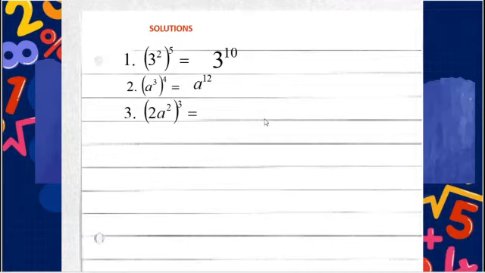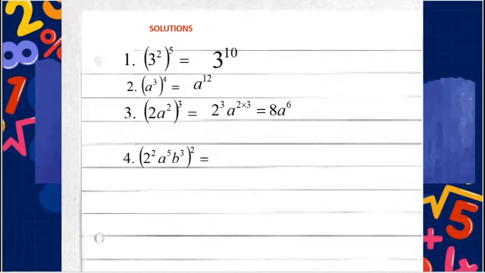Next. Quantity 2a squared, quantity cubed. Okay, kung ang sagot mo ay 2 cubed a raised to 2 times 3, tama ka. Simplify lang din natin. Ang 2 cubed ay 2 times 2 times 2. That is equal to 8. Tapos simplify natin yung exponent ng a. That is 2 times 3, which is 6. So your answer is 8a to the 6th power.